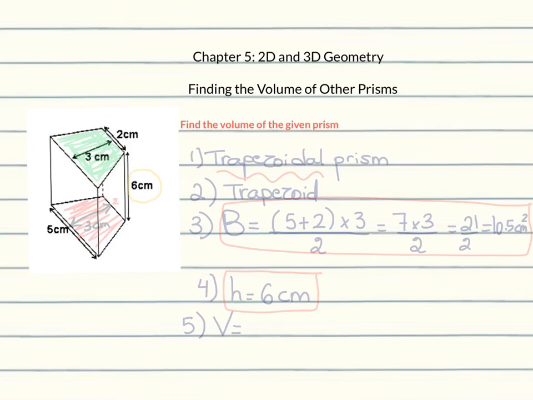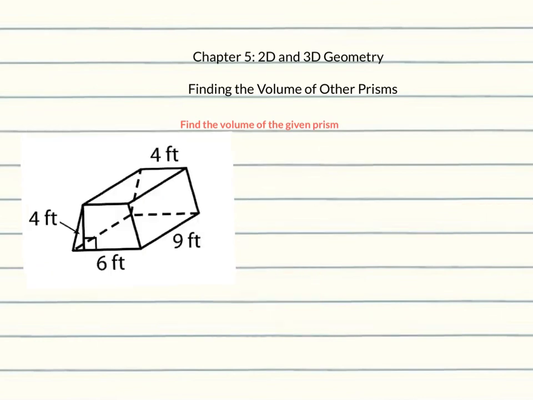We agreed that the volume is the area of the base, symbolized by capital B, multiplied by the height of the whole three-dimensional figure, and that's 10.5 multiplied by 6. The answer is 63 centimeters to the power of 3. Another question, find the volume of the given prism.